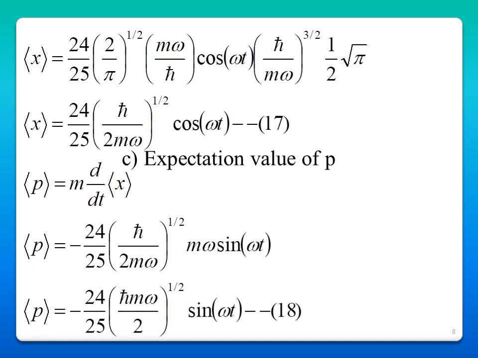Now we have to find the expectation value of p. So expectation value of p is m times differentiation with respect to time of the expectation value of x. So substitute, and if you differentiate, we can get minus 24 by 25 h cross m omega by 2 whole power half sin omega t.